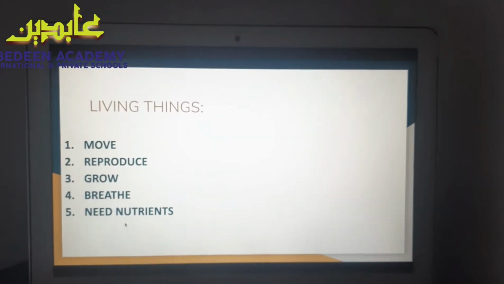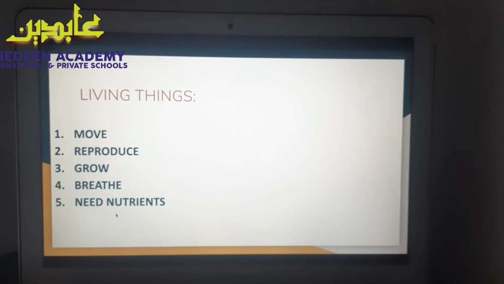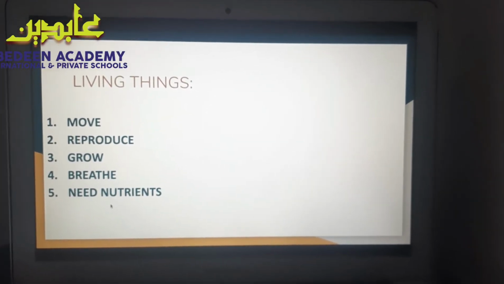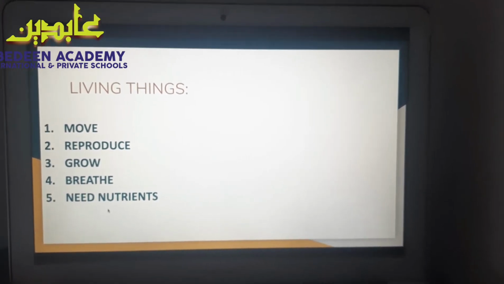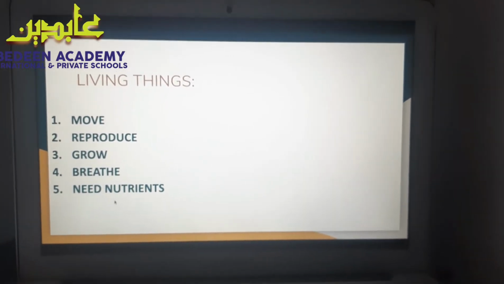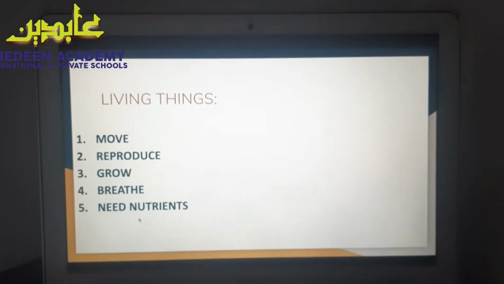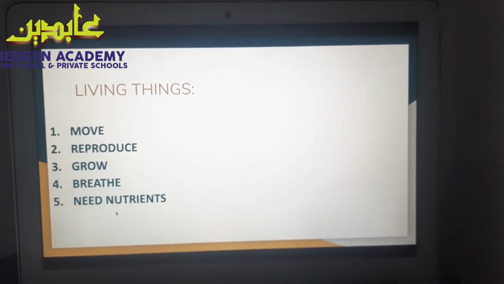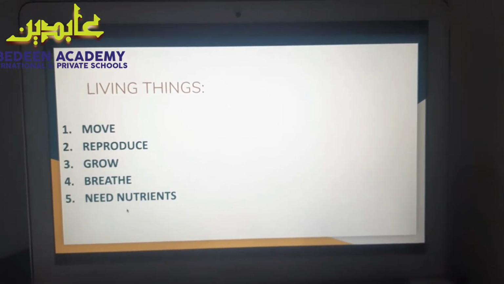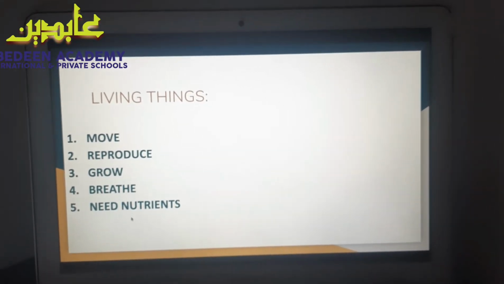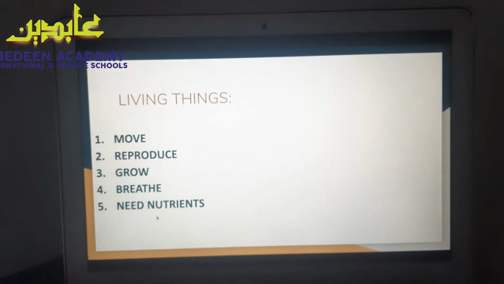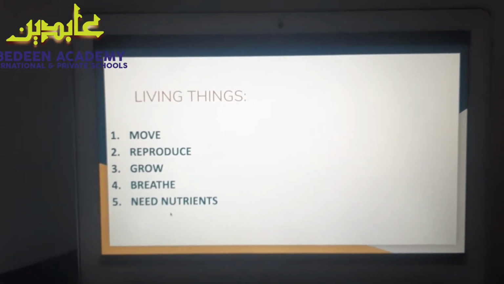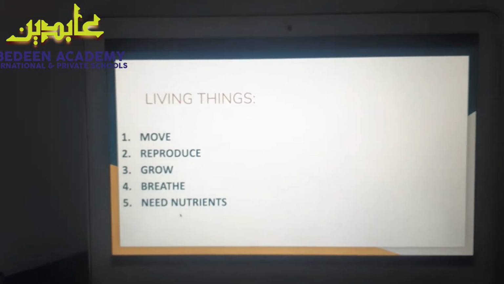And the last point that you can differentiate between living things and non-living things is that living things need nutrients. Okay, they need nutrients to grow, to be alive, right? For example, we go back to our same example, a cow. A cow needs food to eat to grow. So the nutrition is a food that they need to eat. They need to eat the grass to grow, to be alive, all right?